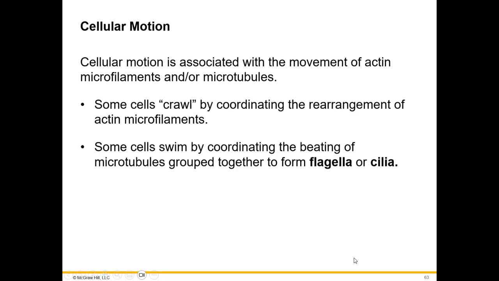And when we talk about cellular motion, it's usually associated with the movement of those actin microfilaments, like the cytoskeleton microtubules. Some cells are able to crawl by coordinating the rearrangement of those actin filaments, kind of like an inchworm motion. Also, some cells are able to swim by coordinating the beating of microtubules that are grouped together to form either flagella or cilia.